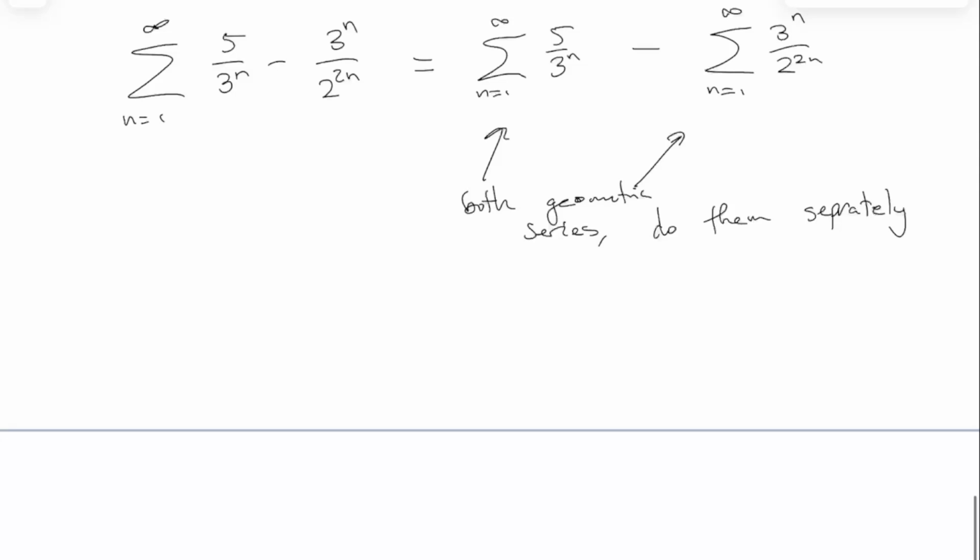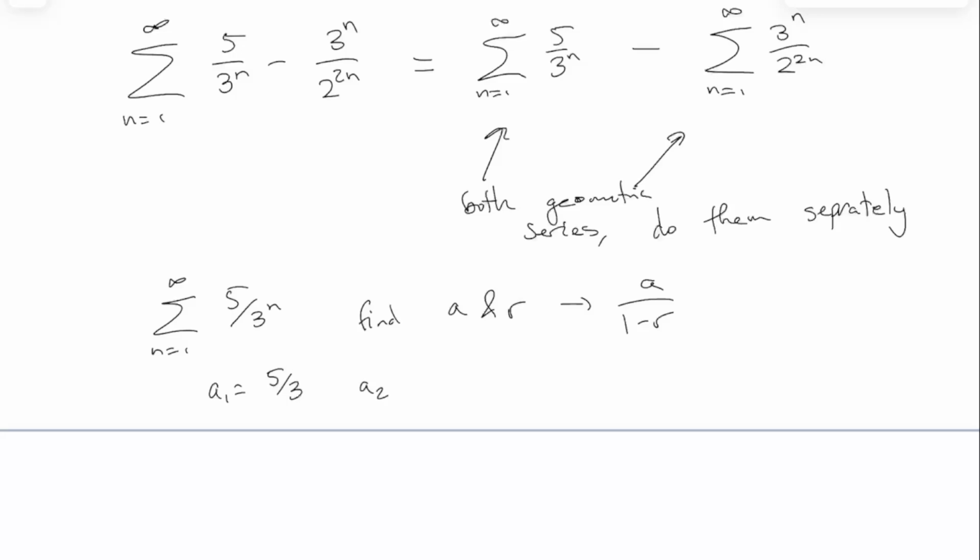So maybe I'll just do the first one here: the sum of 5 over 3 to the n. I hope you remember the method for this is to find a and r, and then the answer becomes a over 1 minus r, right? That's how we were doing these last time. So, towards that end, I'm going to just write down the first two terms, and that should be enough. So a1 is 5 over 3, and then a2 is 5 over 3 squared, right?